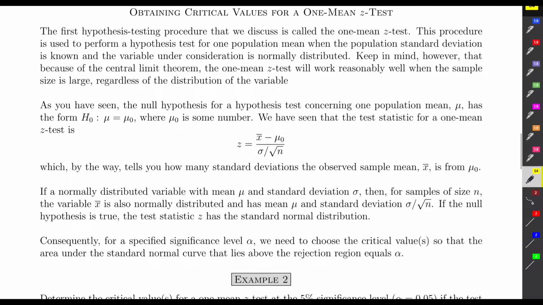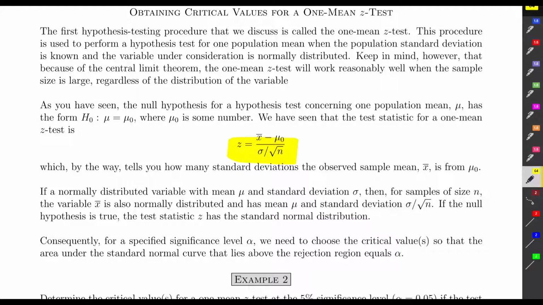Obtaining critical values for a one mean z test. That's what we just did in example 1, and that was the formula that we used. This is nothing that should be unfamiliar to you. But whenever we test these, we want to make sure that we're using the correct terminology and the correct formulas.